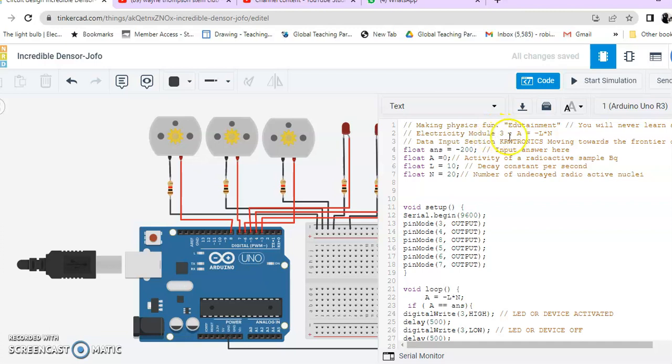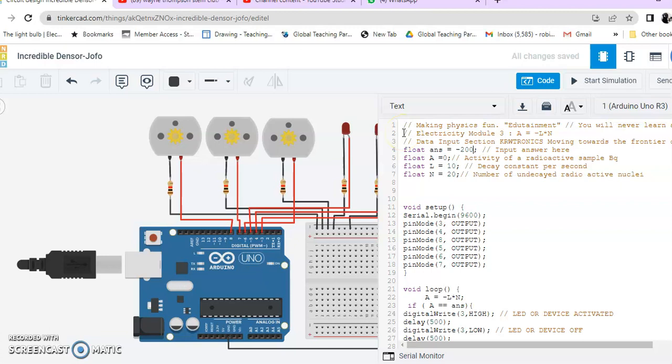This formula, A is equal to negative lambda times N, is a formula that is in physics. Activity is just decay constant times number of radioactive particles. It could have been used for any 2 numbers being multiplied together. We're going to use different formulas to control different aspects of our circuits, and that is the idea. So I'm just going to briefly go through the code.